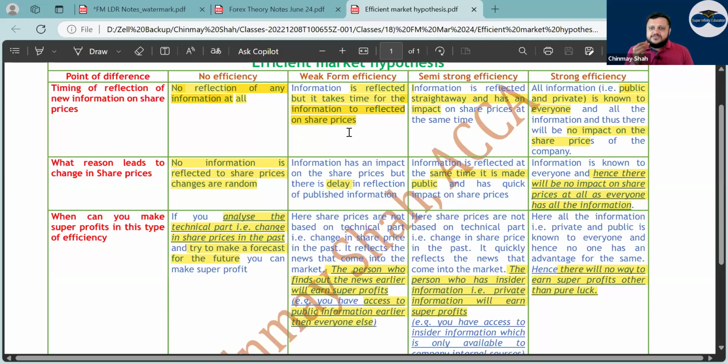Semi-strong means it is straight away reflected and has an impact on the share price at the same time. Profit booked or profit given: directly a profit announcement and directly the impact on the share price will be there.